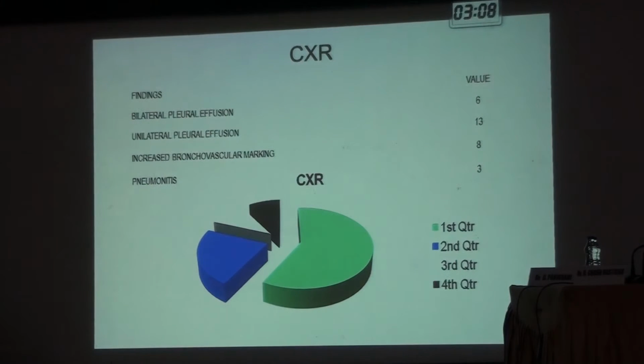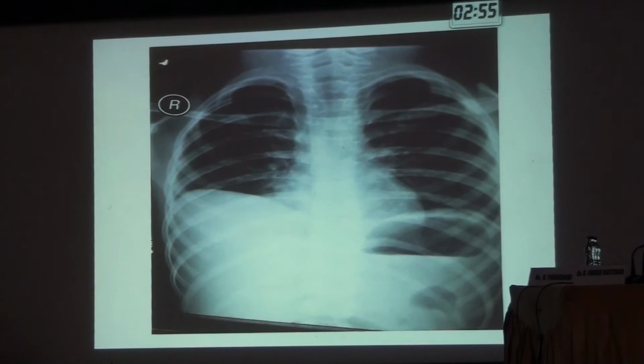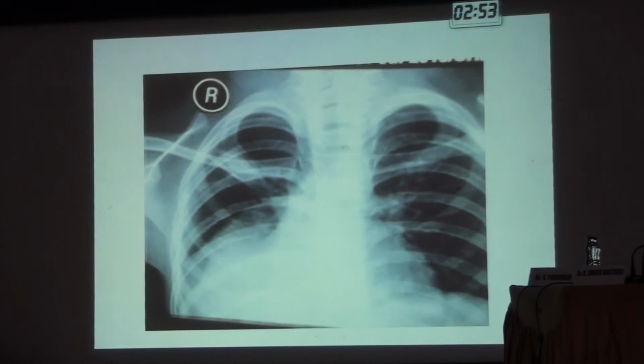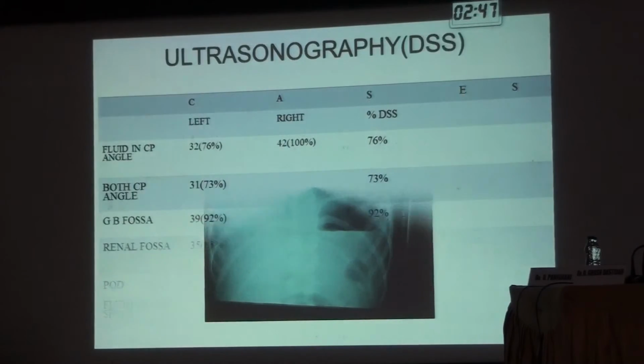Now, based on chest X-ray, bilateral pleural effusion was there in 6 cases, and 13 cases showed unilateral pleural effusion. 3 patients landed up with pneumonia. So this slide shows there is collection of fluid in the right side. Another slide shows blunting of both CP angles with pneumonic features. Another slide again shows right sided pleural effusion.